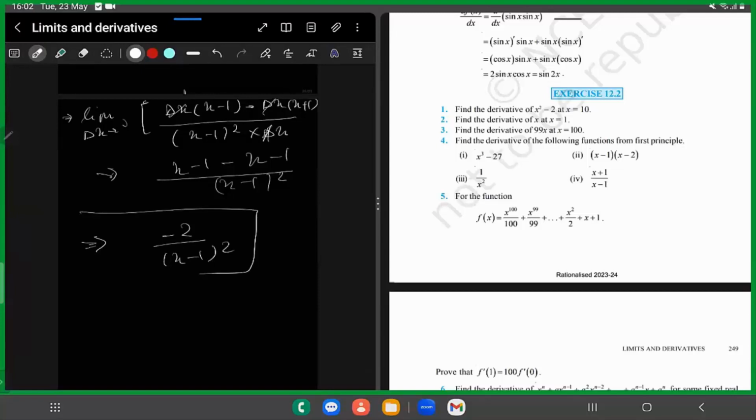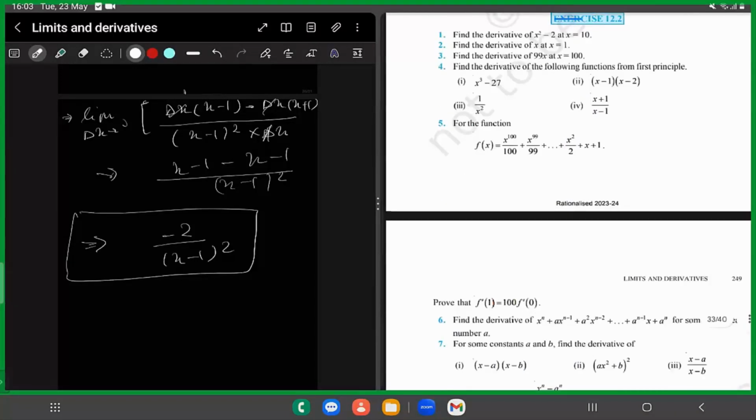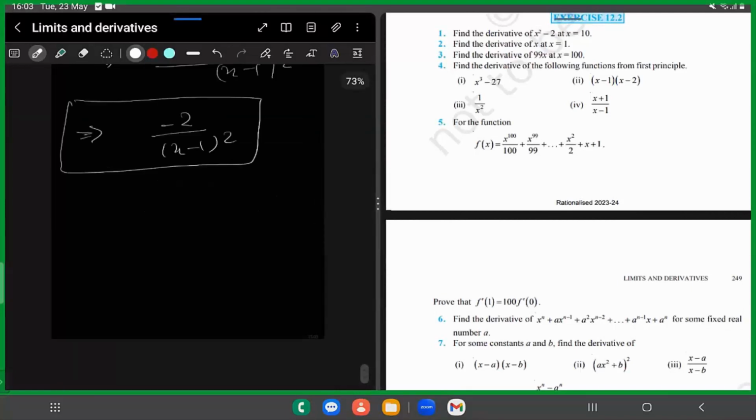Okay, so that is all about first principle. You don't have to do much, but there are some calculations, and you have to carefully see where you can apply direct substitution, and in what cases you need to simplify further so that you don't get any infinity by infinity form like that. Okay, so this was about the first principle.